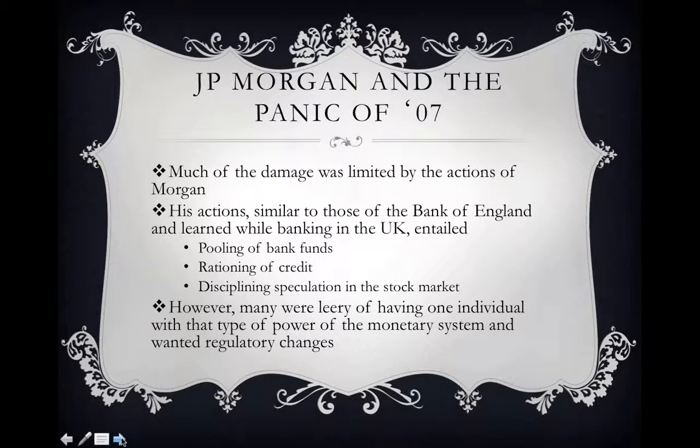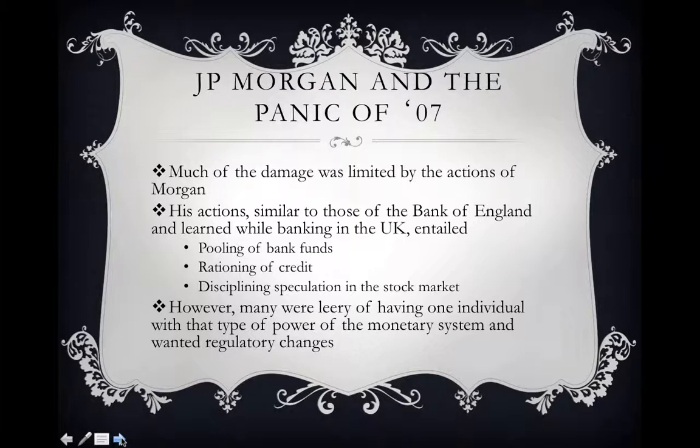Also realize that J.P. Morgan, the financier, played a huge role. Morgan actually was able to mitigate much of the issues that happened in the panic of 1907. All right? He pulled bank funds, there was rationing of credit, and he also made sure that individuals who were speculating in the stock market were disciplined for doing that, i.e. they lost their money. If you speculated in the stock market and lost, you didn't get a quote-unquote bailout. All right? But what he did, in essence, was act as a central bank. He acted very similar to what the Bank of England would have done during the same time period.